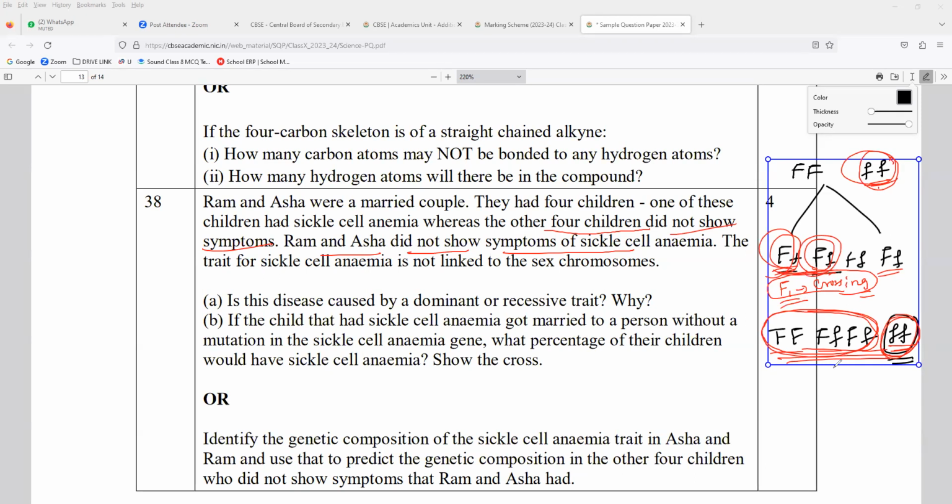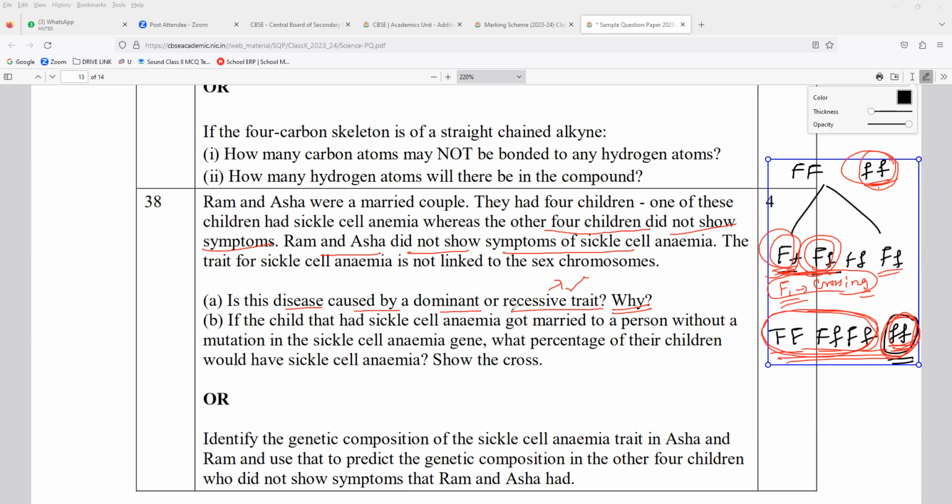Then the children are crossing, and one of them is showing the characters. So is this disease caused by a dominant or recessive trait? Everybody, dominant or recessive? It is recessive. Why? What is the reason? Anybody can tell? Only one child is affected. Definitely, if it were the dominant one, more than one child should get it. Am I right, everybody? Are you clear, guys? Yes, sir. That is what you have to remember.